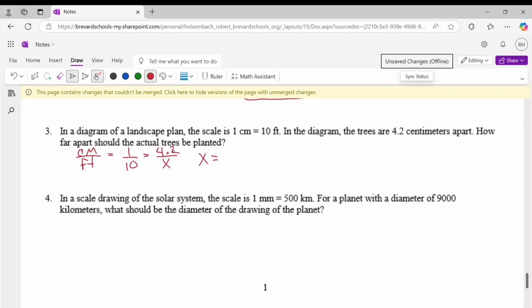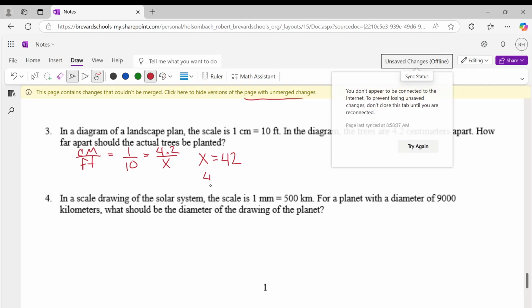10 times 4.2 is 42. So how far apart should the actual trees be planted? This denominator is in feet, so your answer needs to be 42 feet.